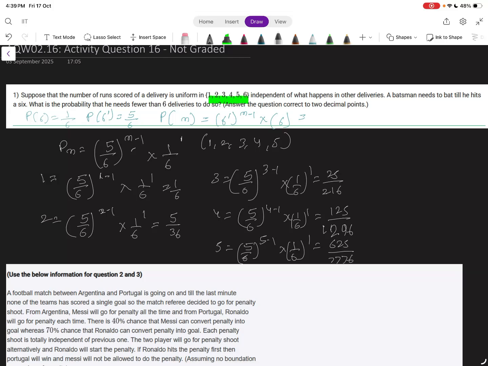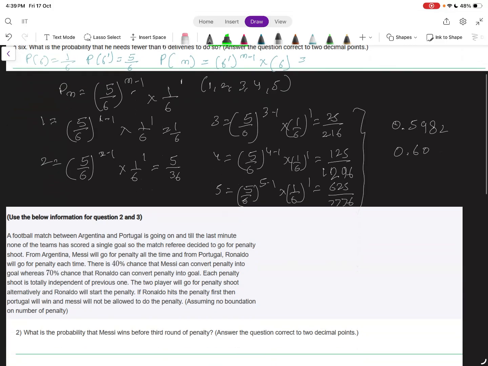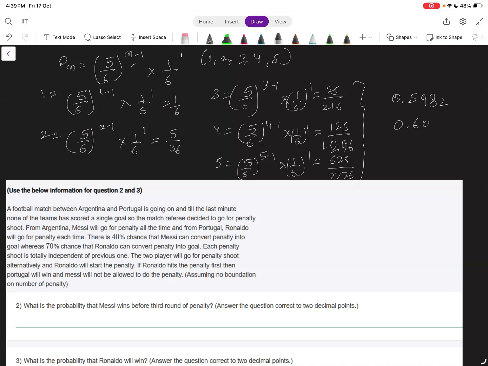So what's the total probability? Again, why are we adding these individual probabilities? It's because we want the probability of getting a 6 in the first delivery, or the second, or third, or fourth, or fifth. The keyword here is or. Once we add all these, we get 0.5982, which is 0.60. This is your final probability.